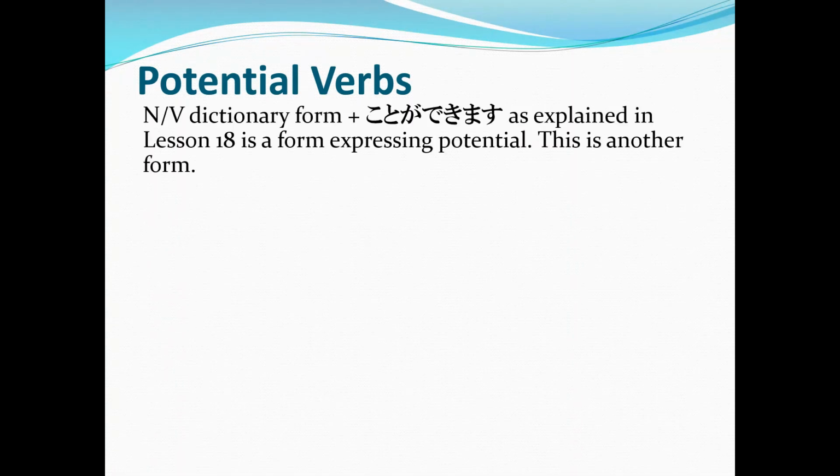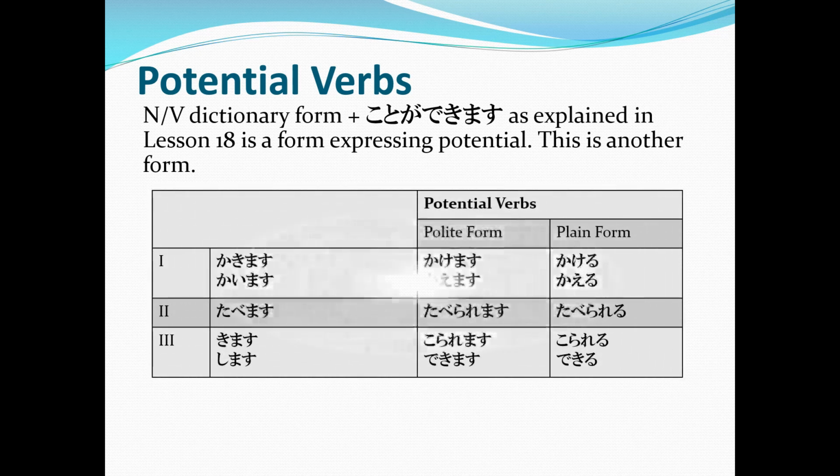So what are potential verbs? As you've learned from Lesson 18, noun or verb dictionary form plus koto ga dekimasu, as explained again in Lesson 18, is a form of expressing potentiality. Lesson 27 is another form. If you still remember, we have three kinds of verbs, or verbs are grouped into three kinds: group 1, group 2, and group 3.